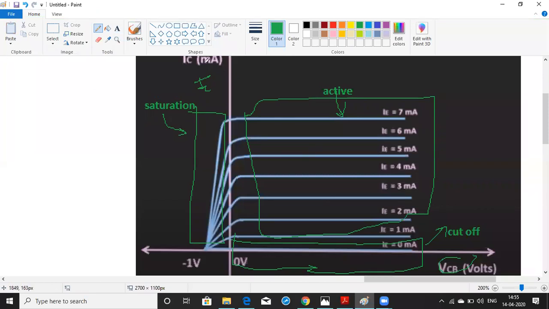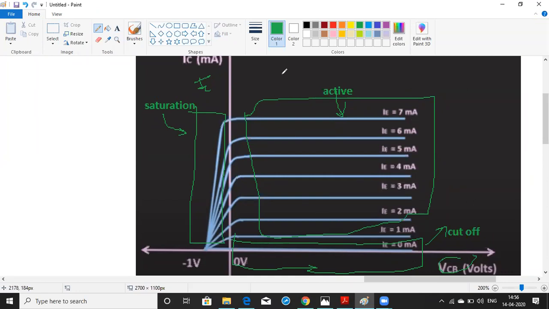I think you already have an idea: when it is operating in the active region, the emitter base junction is forward biased and the collector base junction is reverse biased. When it is operating in saturation, both are forward biased. When it is operating in the cutoff region, both are reverse biased.